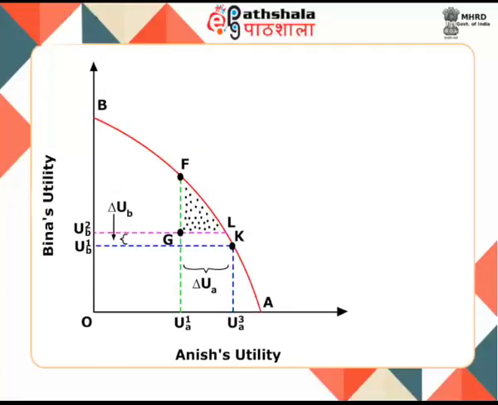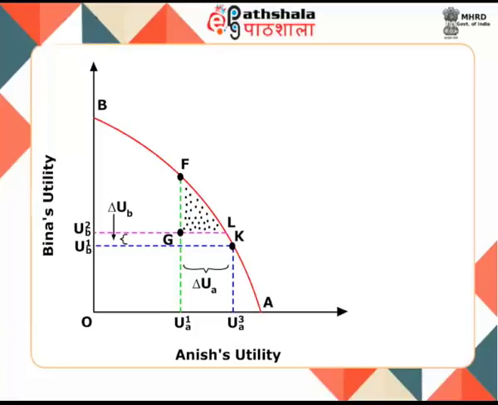As shown in the figure, the shaded area of triangle FGL shows all the points which are Pareto preferred to point G, but we can't say for other points which are lying outside this triangle in the attainable area. Comparing a shift from point G to K, the gain of utility for Anish is change in UA, and the loss of utility for Bina is change in UB.